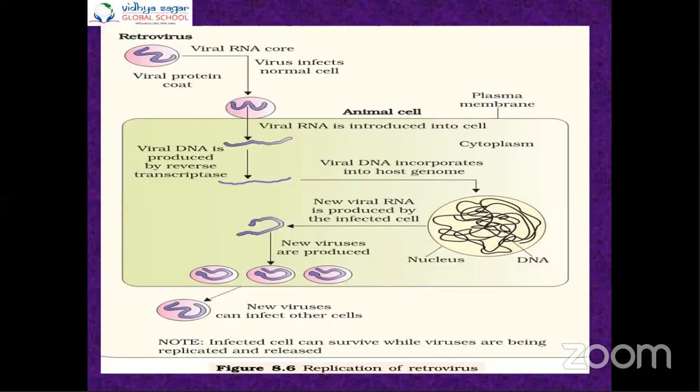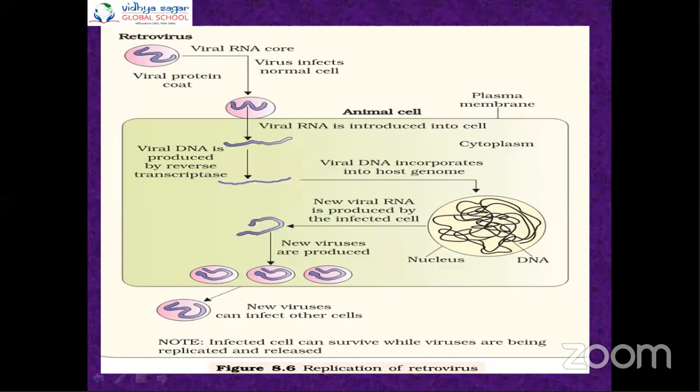So here we have a flow chart. The same is given in your textbook also. The retrovirus will enter the animal cell, that is the human cell. Only the viral RNA will enter inside the body. The viral RNA is introduced into the cytoplasm of a cell. Here, with the help of the enzyme reverse transcriptase, the RNA will be converted into DNA. This viral DNA will be incorporated into the genome in the nucleus. Then the infected cell will produce new viral RNA. So new viruses are produced, which will infect other cells. So it will go on like this.